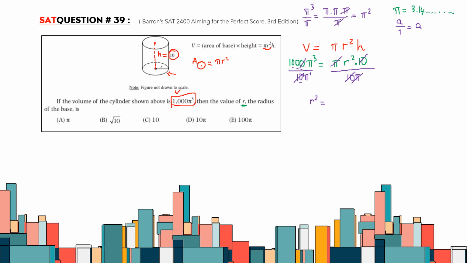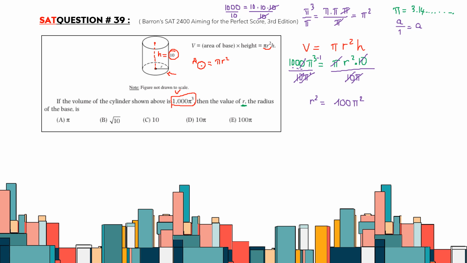For 1000 over 10, we do the same. 1000 is like 10 times 10 times 10. That's 1000. So when you divide by 10, you cancel ones, you have 100 left. So 100 pi squared equals r squared.